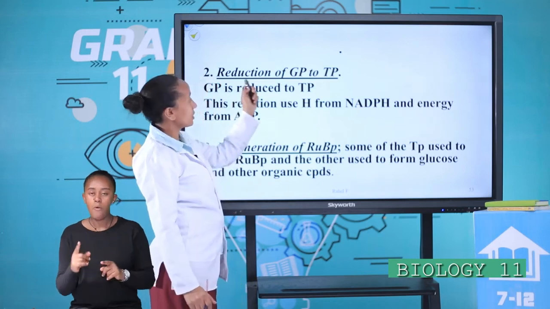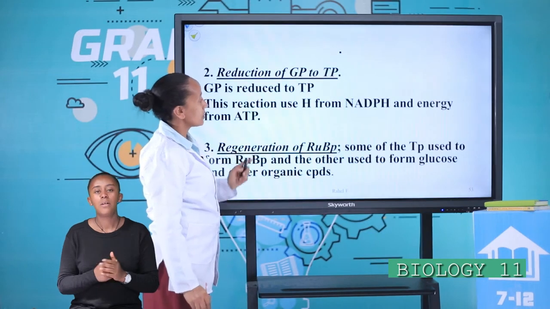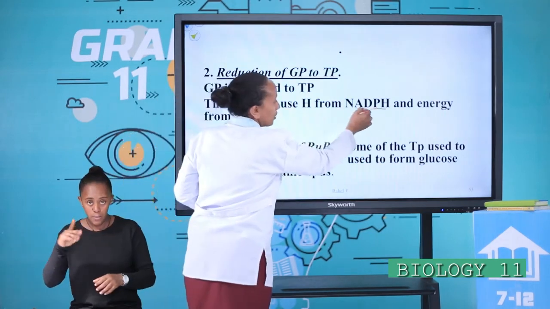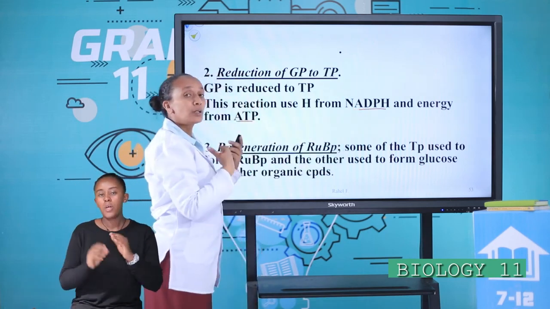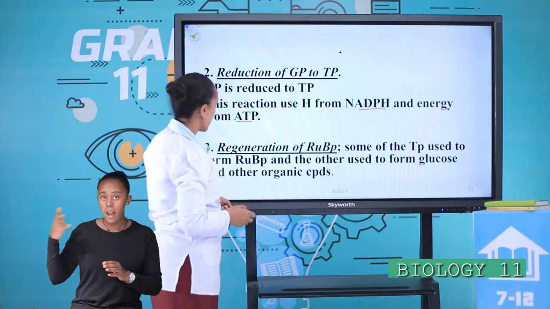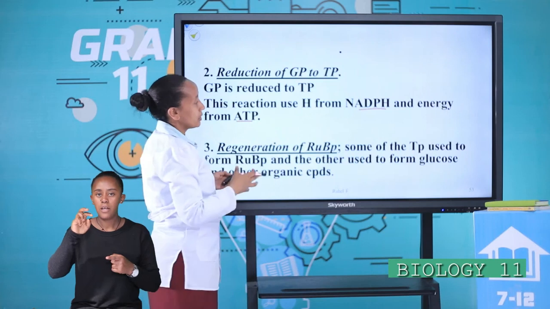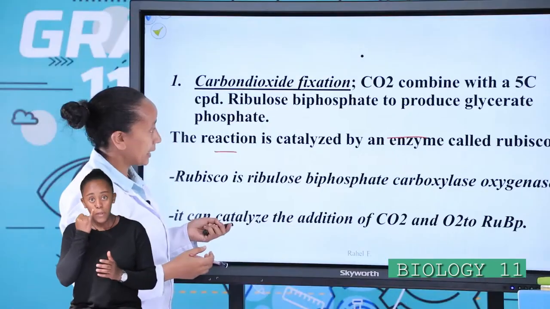The second stage is reduction of glycerate phosphate into triose phosphate. In this reaction, the cell uses ATP and reduced NADP. Both ATP and reduced NADP are results of the light-dependent reaction. The third stage is regeneration of ribulose biphosphate. In this process, what will happen?